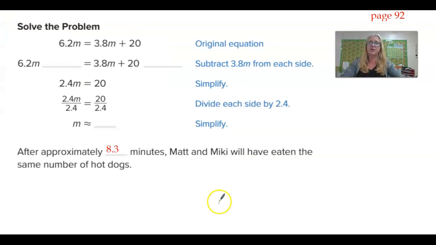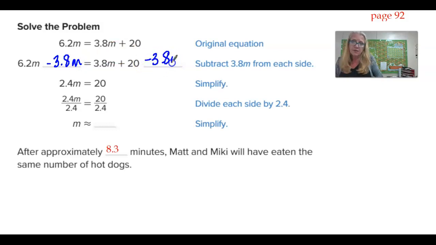Whatever m is, that's the point in the contest where they will have eaten the same number of hot dogs. So further down on the page, it asks you to solve the problem, all right? Now here, we're going to want to get rid of this 3.8m, okay? So we subtract 3.8m from both sides. I went up to the smaller one, okay? 6.2m minus 3.8m is 2.4m, and this number here and this number here cancel each other out, so we just have 20 on the right-hand side. Our last step would be to divide both sides by the coefficient of the variable, the number in front of the letter, which is 2.4, all right?